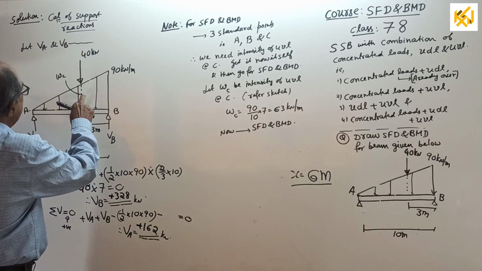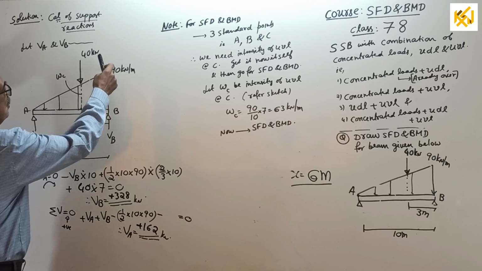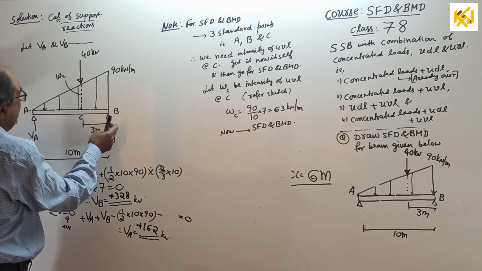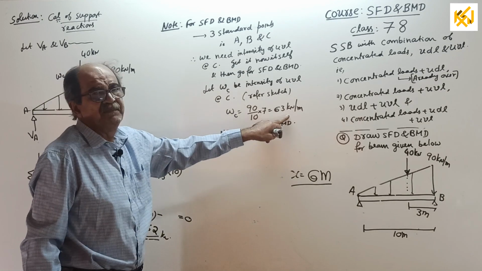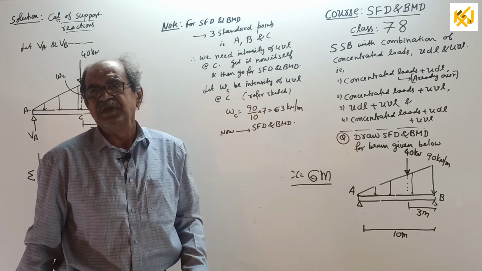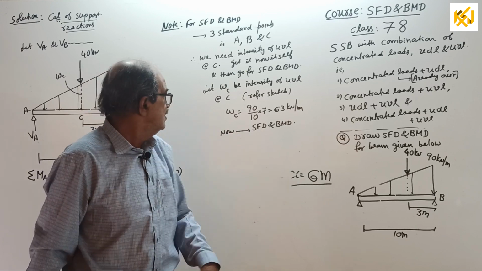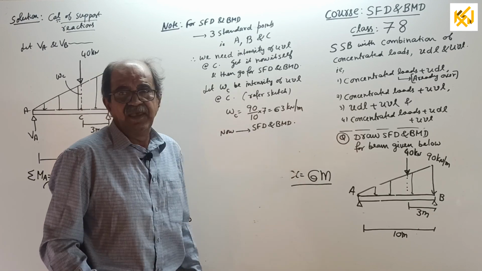Let the intensity equal WC. So, 90 by 10 equal to WC by 7. You get WC 63 kN per meter. I should not tell further because it is mathematical concept class number 3. Over. Now, ready for SFD BMD.